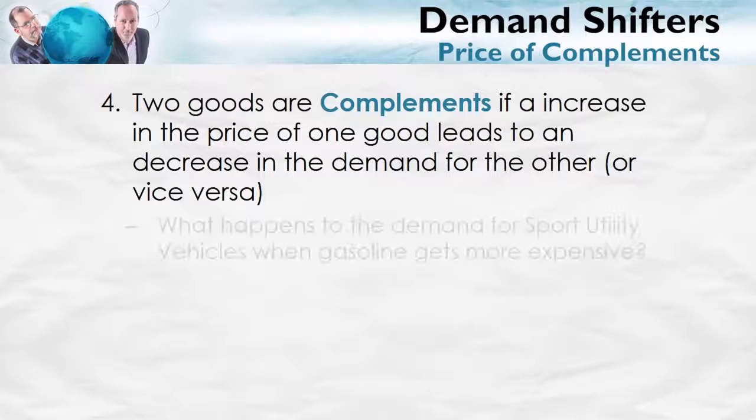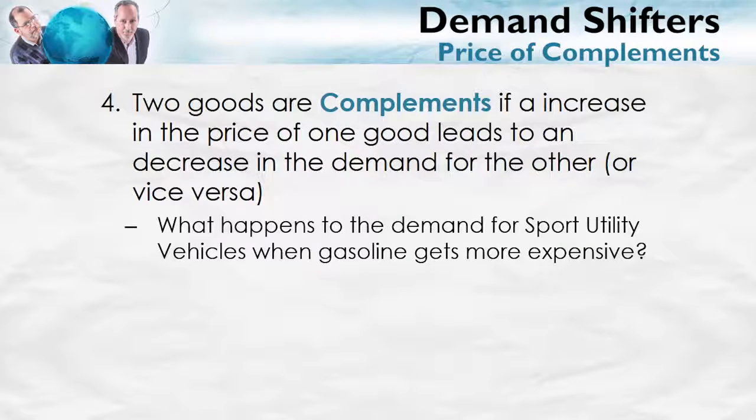Again, if the price of hot dog buns goes down, people are going to want to buy more buns. But then they're also going to want to buy more of the complement of hot dogs. So the demand for hot dogs will go up when the price of the complement, hot dog buns, goes down. Here's another example. What happens to the demand for sport utility vehicles when gasoline gets more expensive? Cars and gasoline, or sport utility vehicles and gasoline, they're complements. When you want one, you also want the other. So if gasoline gets more expensive, that is going to decrease the demand for sport utility vehicles.